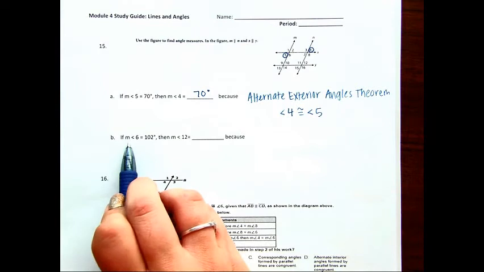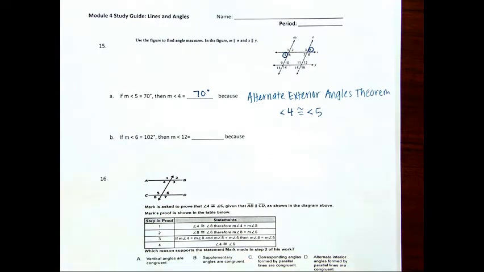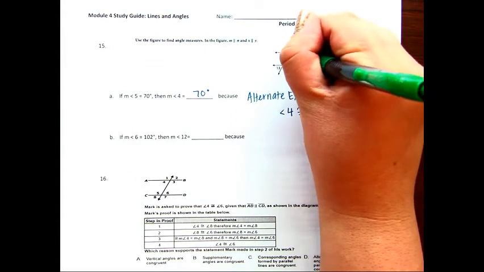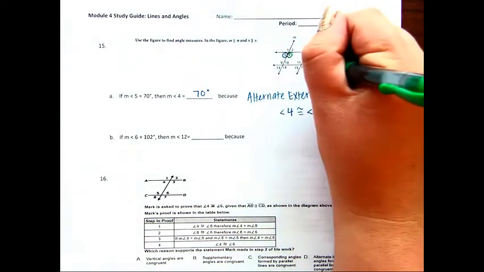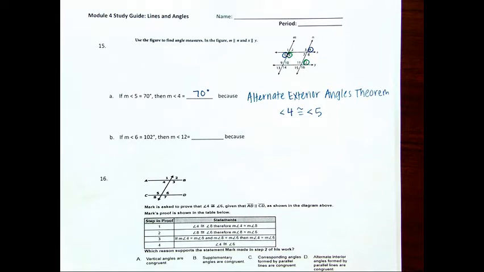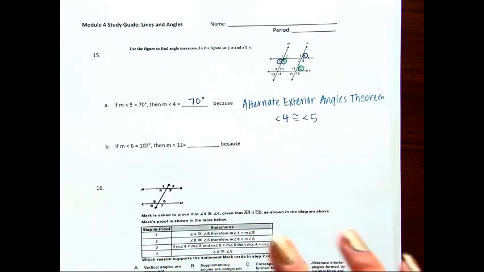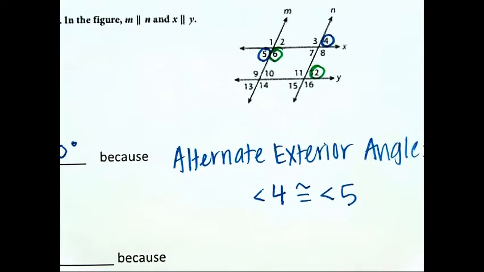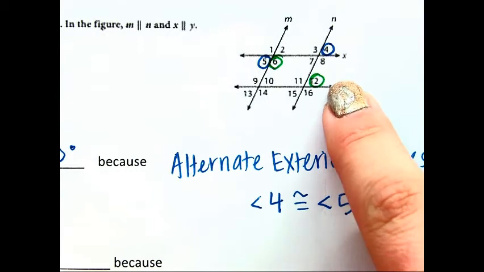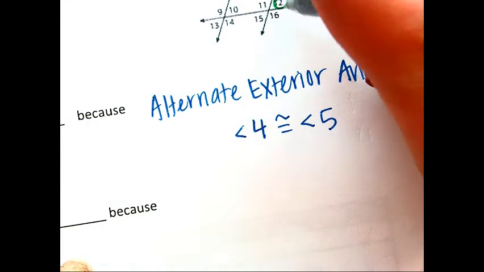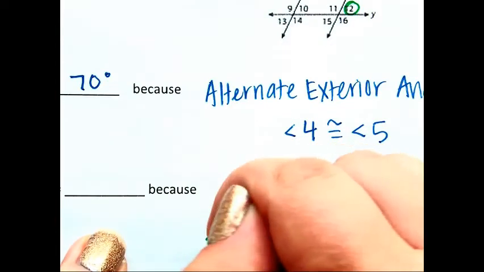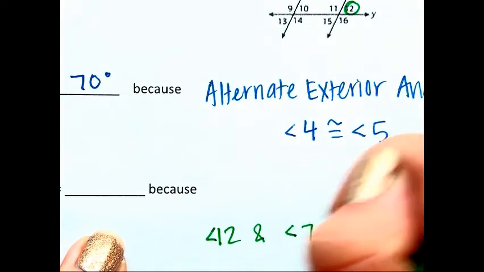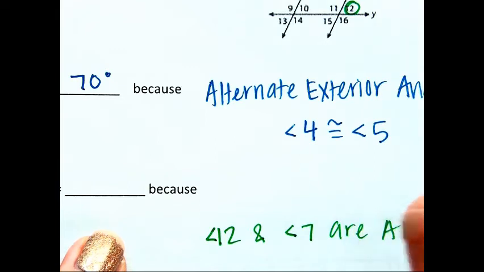So then if angle 6 is 102, what would 12 be? It's hard to see, I'm just going to zoom in. So 12 and 6, I know that 12 and 7, angle 12 and angle 7 are alternate interior.